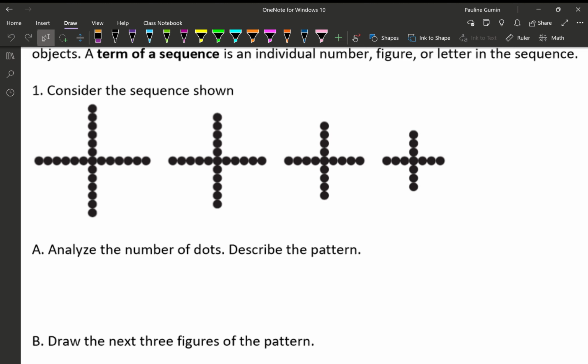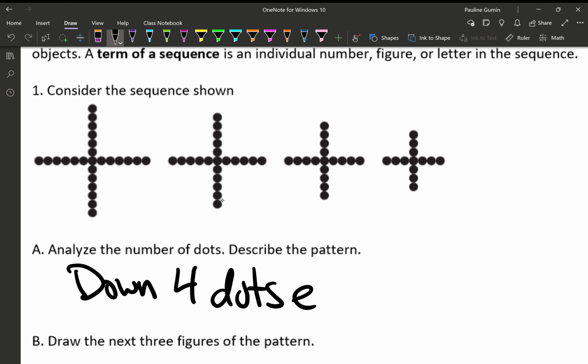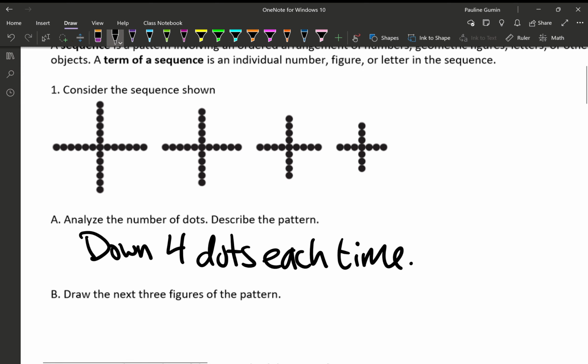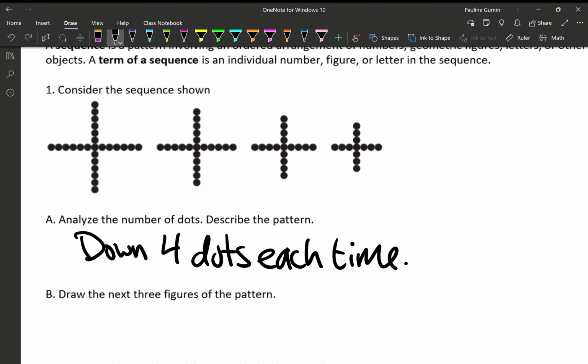Analyze the number of dots, describe the pattern. As I'm looking at this, it looks like one dot is being taken away on each of the arms. So I'm going to write down 4 dots each time. You can also say down a dot on each side, any way that you do it. Letter B says draw the next 3 figures.